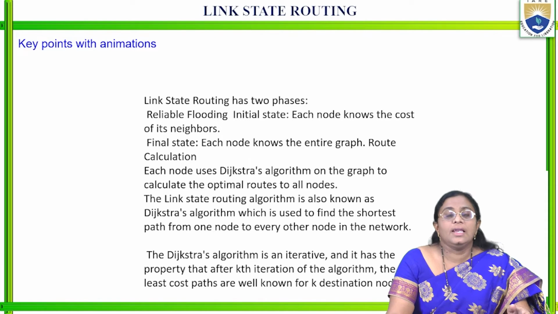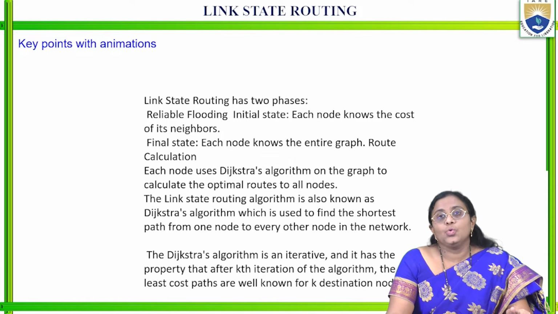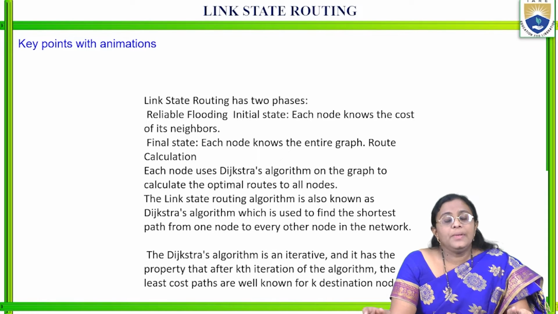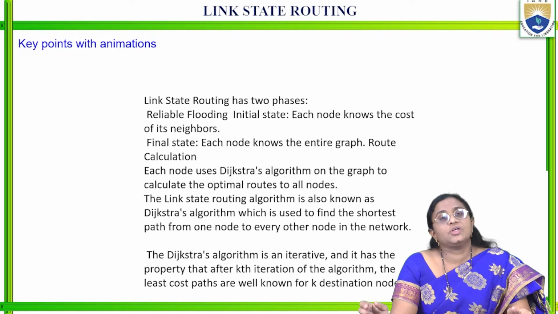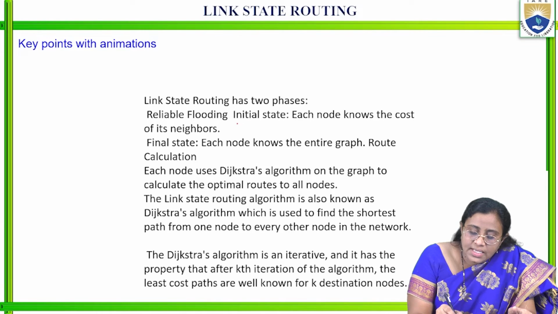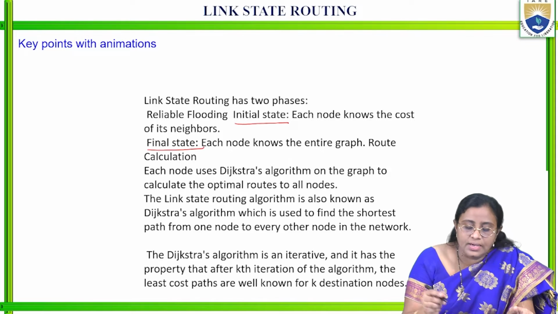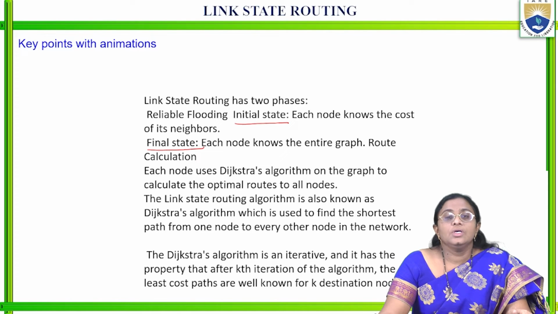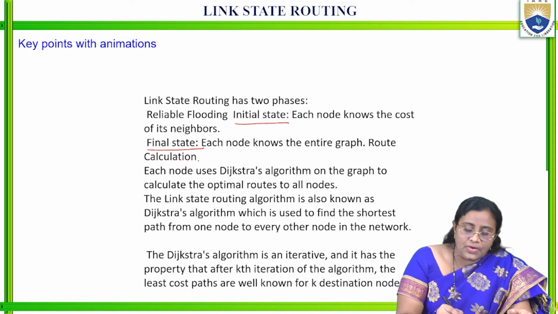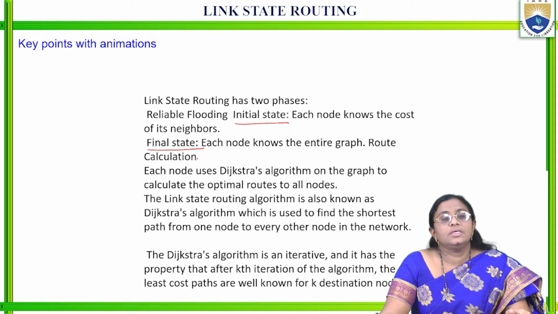A link state routing has two phases. What are those two phases? Reliable flooding: the first is the initial state, where each node knows the cost of its neighbors. The second one is the final state, where each node knows the entire graph, which is meant for the route calculation.